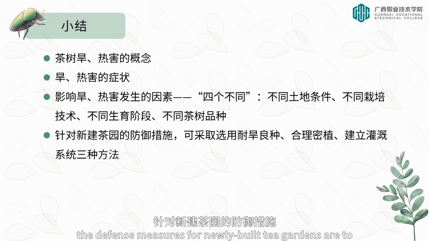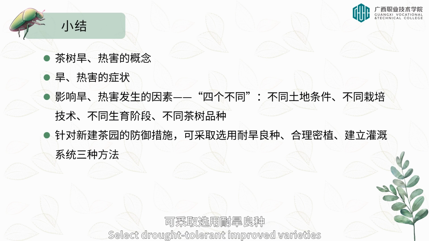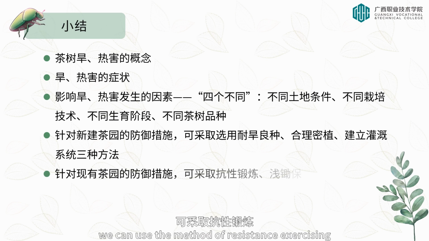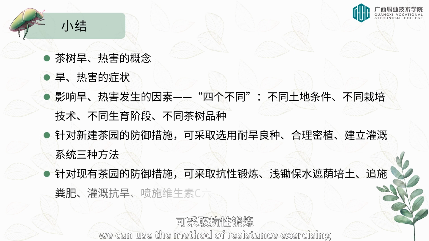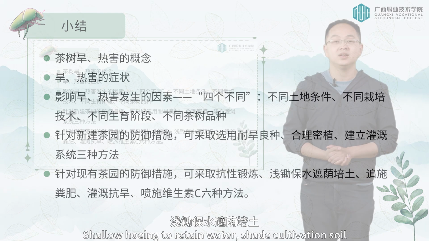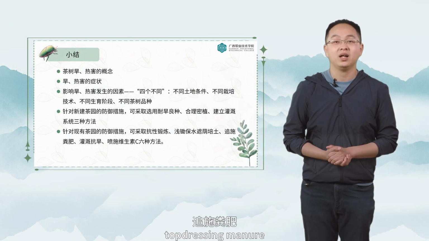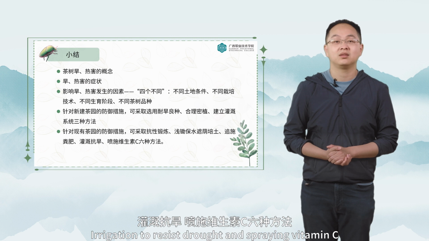The defense measures for newly built tea gardens are to select drought-tolerant improved varieties, reasonable close planting, and establish irrigation system. As for existing tea gardens, we can use the methods of resistance exercising, shallow hoeing to retain water, shade cultivation soil, top dressing manure, irrigation to resist drought, and spraying vitamin C.